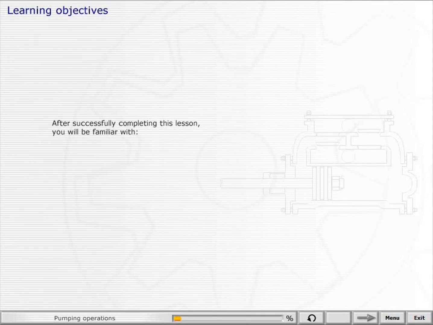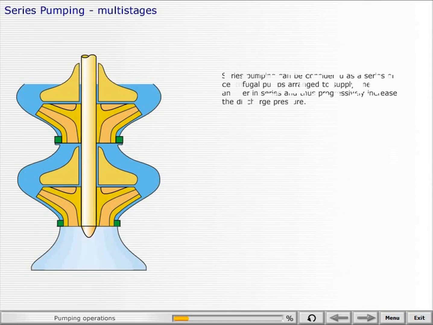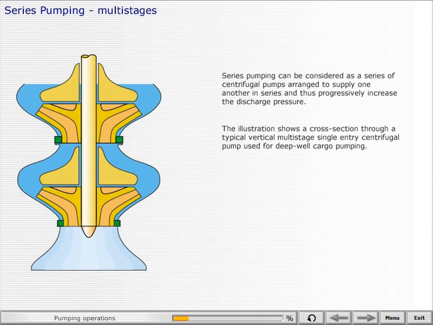After successfully completing this lesson, you'll be familiar with series pumping, multi-stage, parallel pumping. Series pumping can be considered as a series of centrifugal pumps arranged to supply one another in series and thus progressively increase the discharge pressure. The illustration shows a cross-section through a typical vertical multi-stage single-entry centrifugal pump used for deep well cargo pumping.